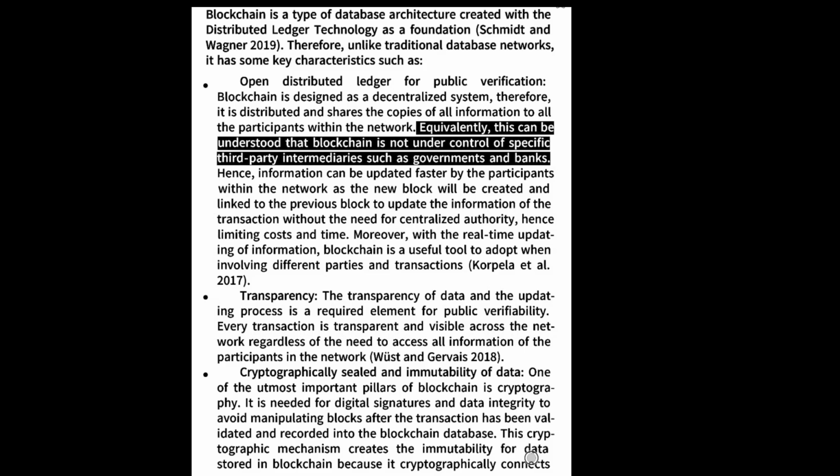This can be understood that blockchain is not under the control of specific third-party intermediaries such as governments and banks.